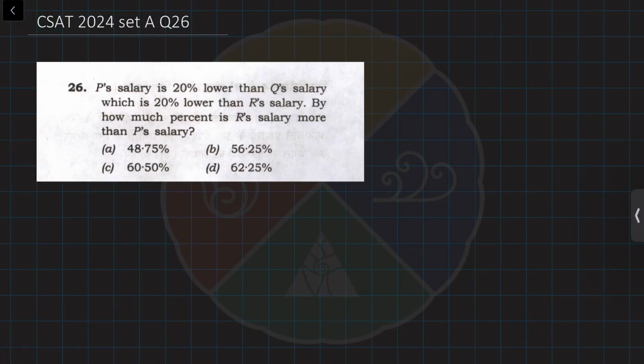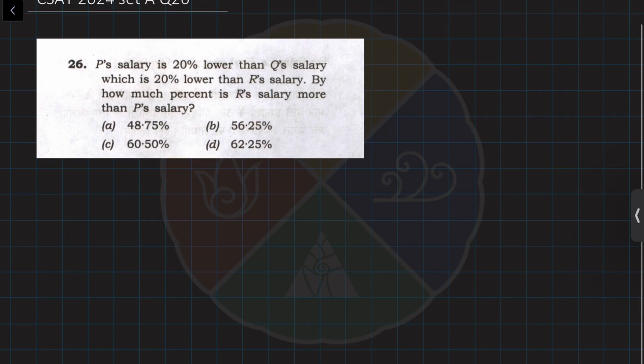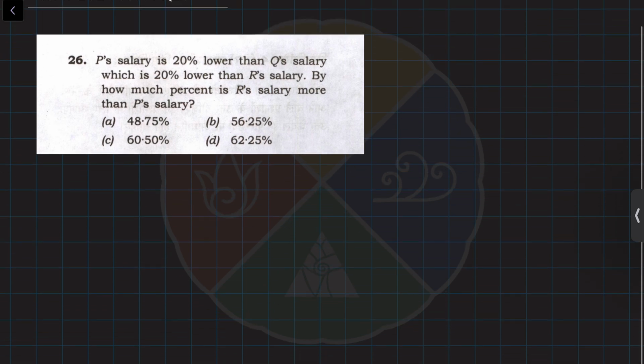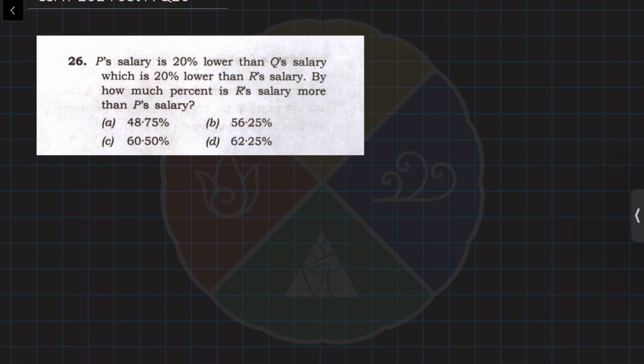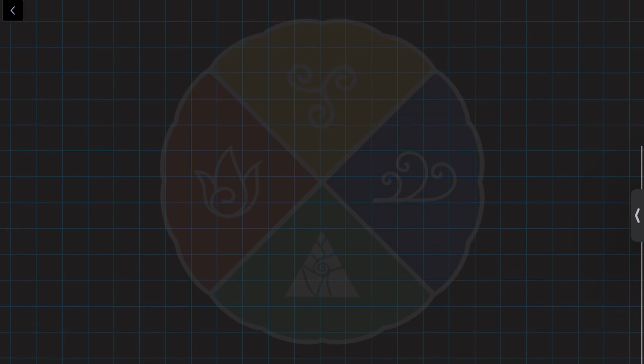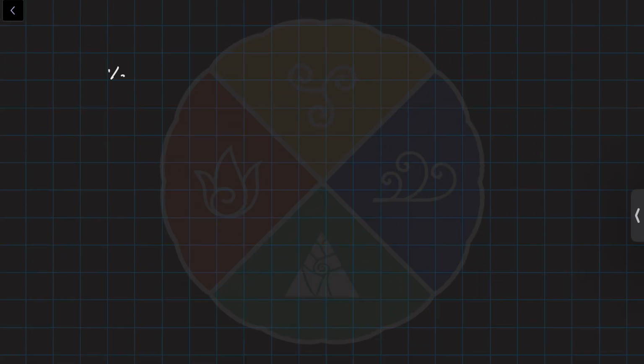Now, this is again a question from percentages in the year 2024. Before actually starting this problem, let me give you something. This actually uses the concept of percentage change. We have already seen that in some of the problems we did earlier. Percentage change is equal to (new value minus original value) by original value into 100.